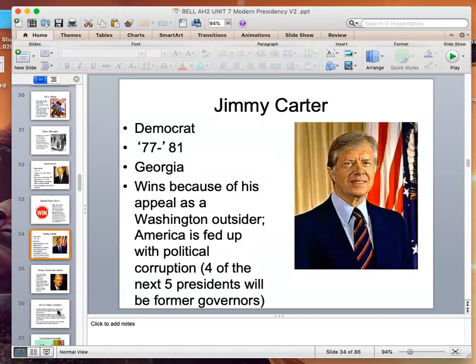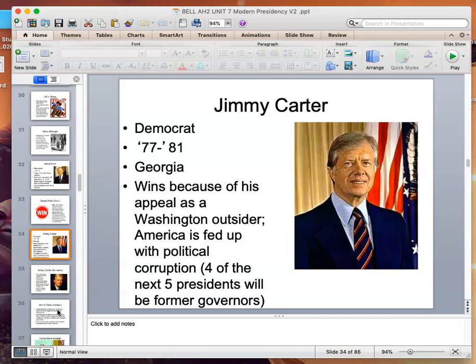Jimmy Carter runs for president in '76 as a peanut farmer from Georgia, governor of Georgia, going into this '76 election. And he appeals because he's a genuine human being, he's a good person, and he is a Washington outsider.